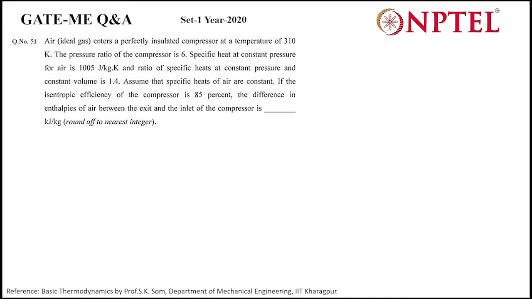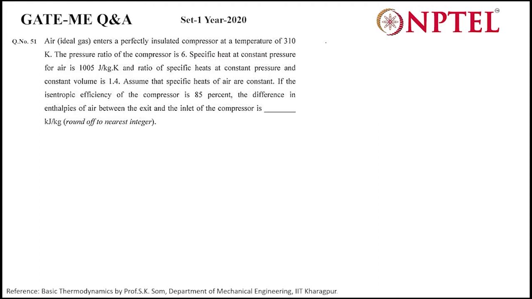Specific heat at constant pressure for the air is 1.005 kJ per kg Kelvin and the ratio of specific heats at constant pressure and constant volume is 1.4. Assume that the specific heats of the air are constant. If the isentropic efficiency of the compressor is 85%, the difference in the enthalpies of air between the exit and the inlet of the compressor is.